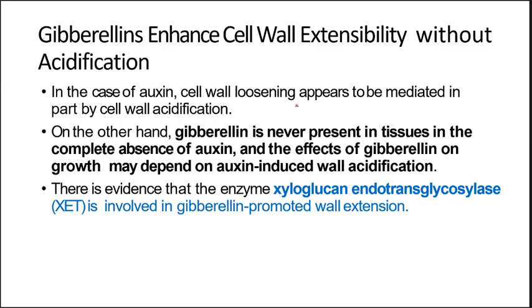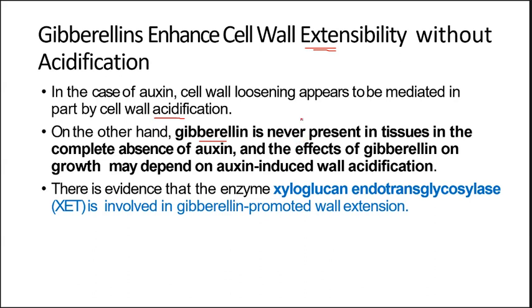So gibberellin helps in cell division as well as cell elongation. Gibberellin helps in cell wall extensibility. Cell elongation is due to cell wall extensibility; due to the flexibility of the cell wall only, the cell will elongate. As in the case of auxin, we have seen that auxin shows cell wall acidification, but gibberellin does not show cell wall acidification. It was seen that gibberellin shows a different mechanism of cell elongation. So what is that mechanism?